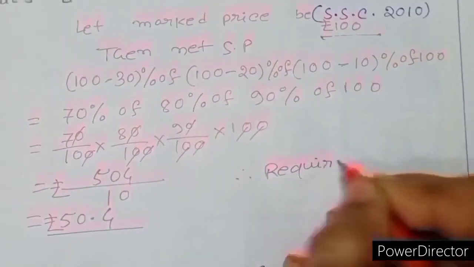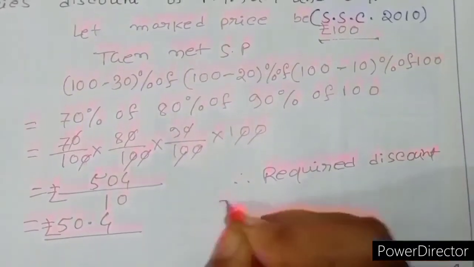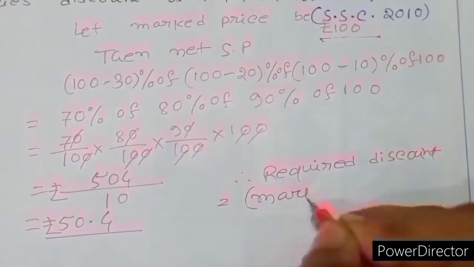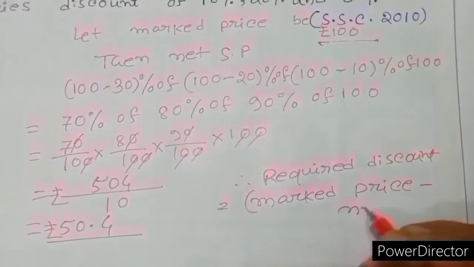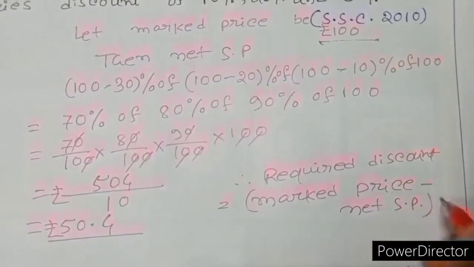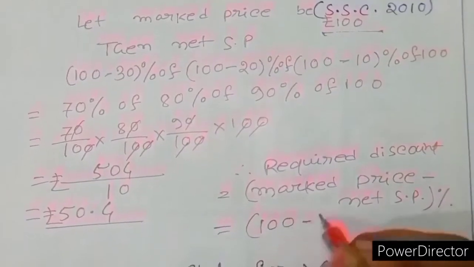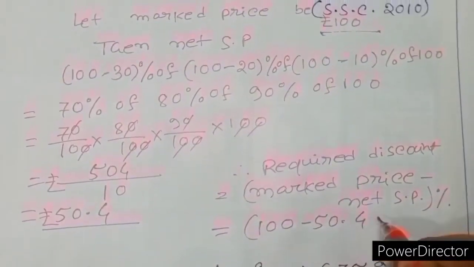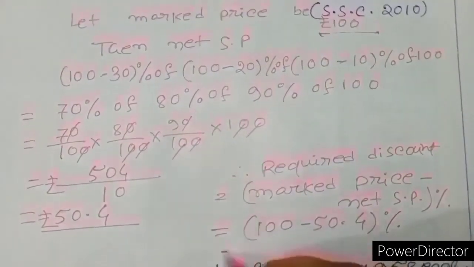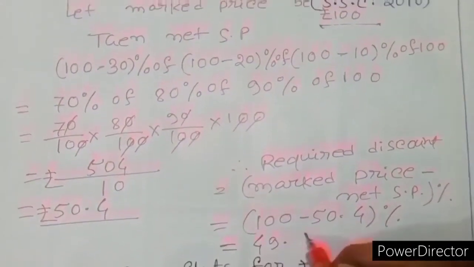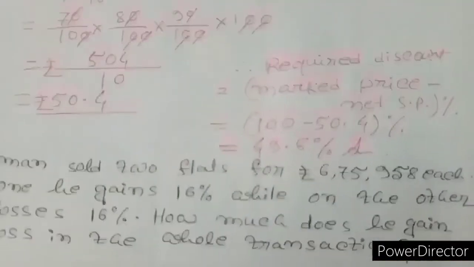What is the required discount? Required discount equals marked price minus net selling price, equal to 100 minus 50.4, equal to 49.6%. This is the answer.